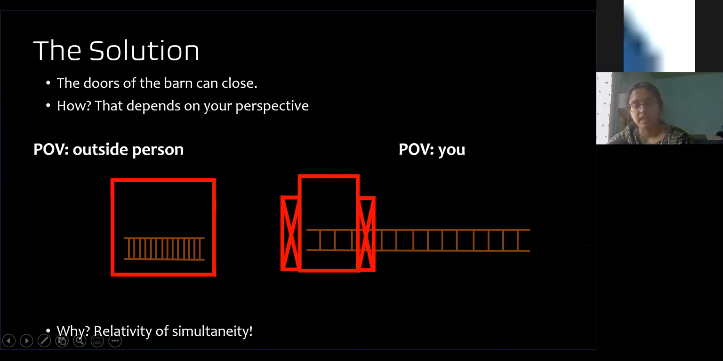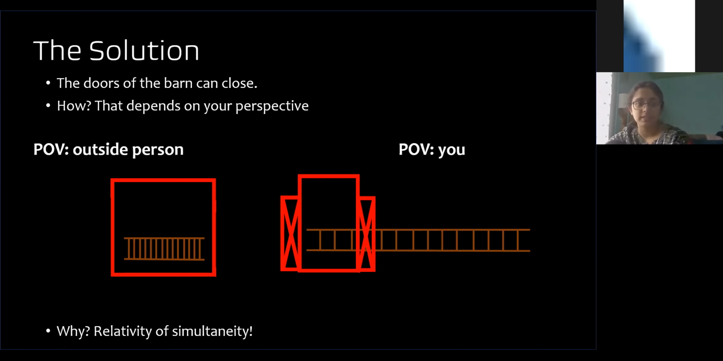And then by the time the barn had rushed all the way past you, just as you passed this front door here, it would close for a moment, and then open again. As you can see, the two doors of the barn did not close at the same time. How can this make sense?